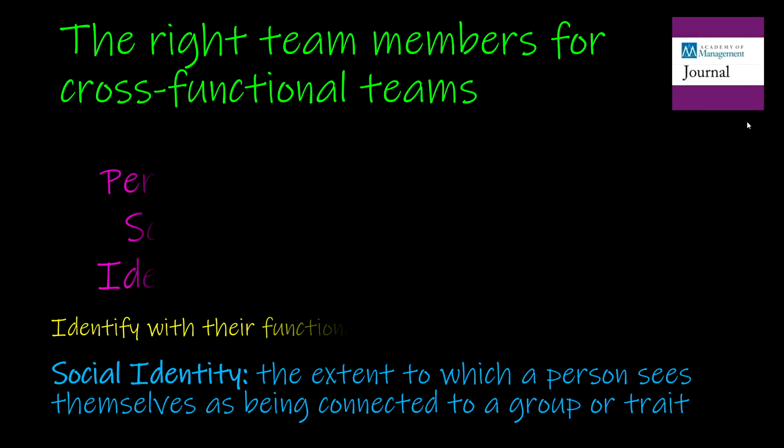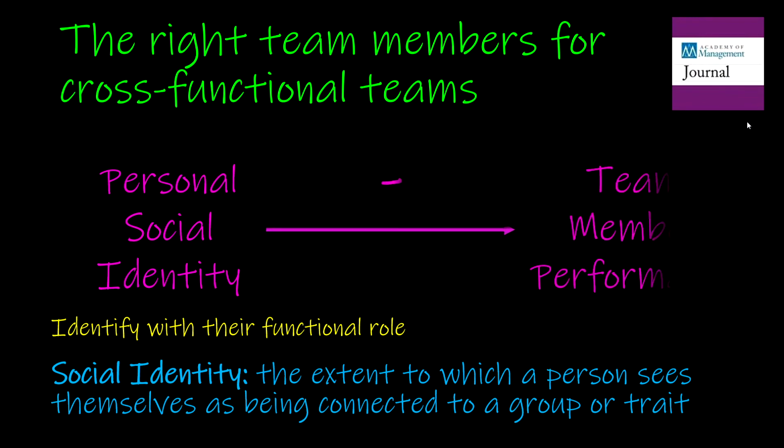The next component we're going to look at to social identity is personal social identity. Now, this is an example of how well you identify with your functional role. So if we go back to the engineer example, this isn't about identifying with other engineers, but this is about identifying with being an engineer. And what they found in this research was that the higher the personal social identity of cross-functional team members, the lower their team member performance. And the explanation for this is that when individuals within the cross-functional teams identified with their actual functional roles, they were more focused on making sure that their functional roles were met within the team than making sure that the team performed at the level it needed to perform.